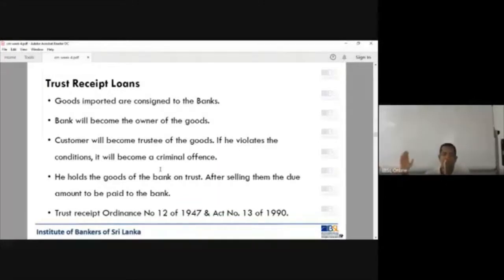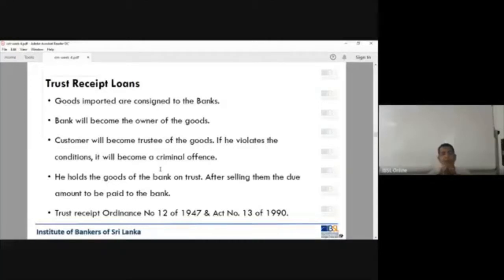So this facility is called post-import finance. One of the types is called trust receipt loans, TR loans. Goods are owned by the bank. Goods are given to the customer on trust to sell and settle. If he does not settle, it's a breach of trust. In Sri Lanka, breach of trust is a criminal offense.